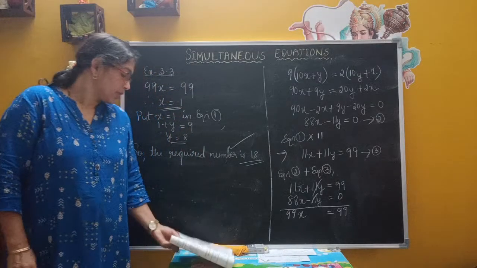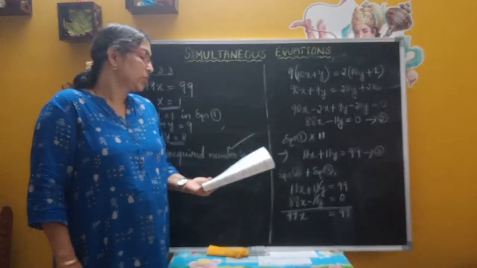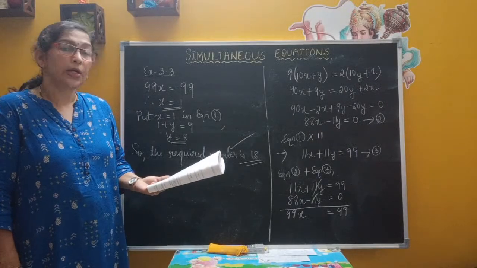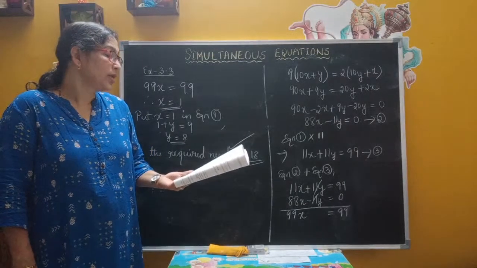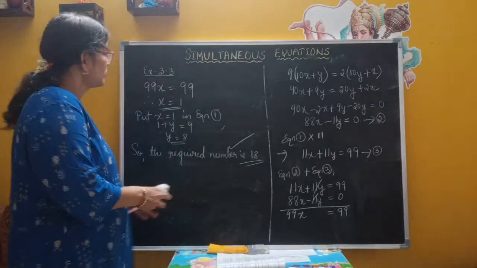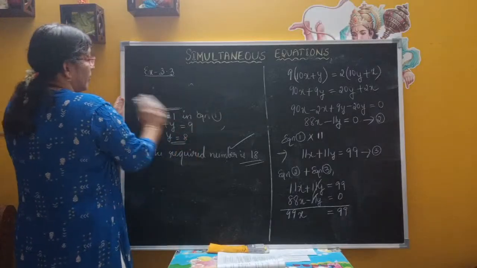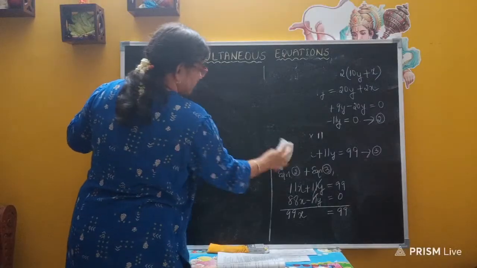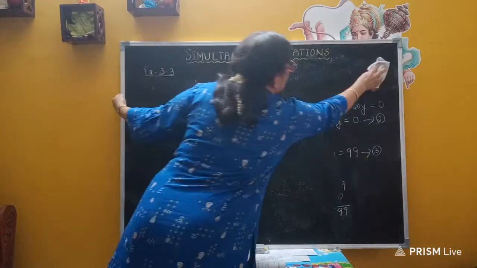Next one is the fourth problem in second main. Meena went to a bank to withdraw rupees 2000. She asked the cashier to give her rupees 50 and rupees 100 notes only. Meena got 25 notes in all. Find how many notes of rupees 50 and rupees 100 she received. So this is question number 4 in second main.